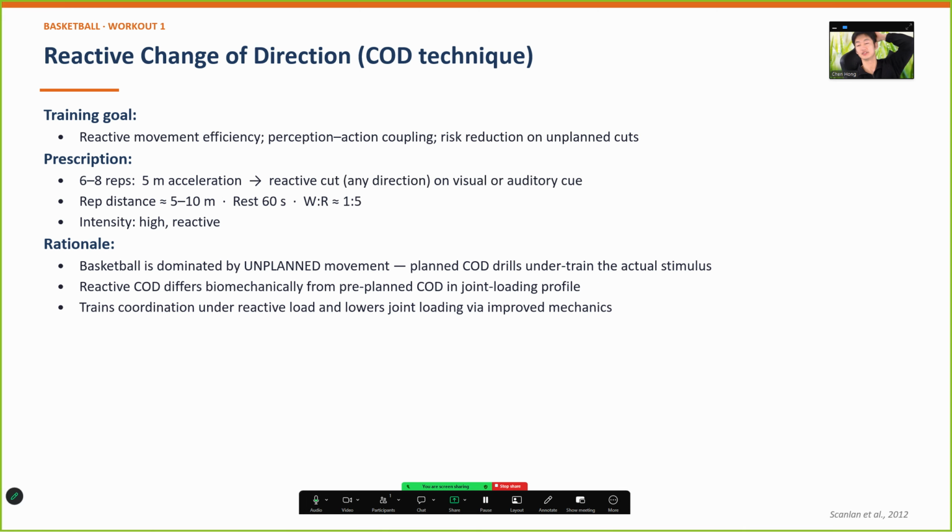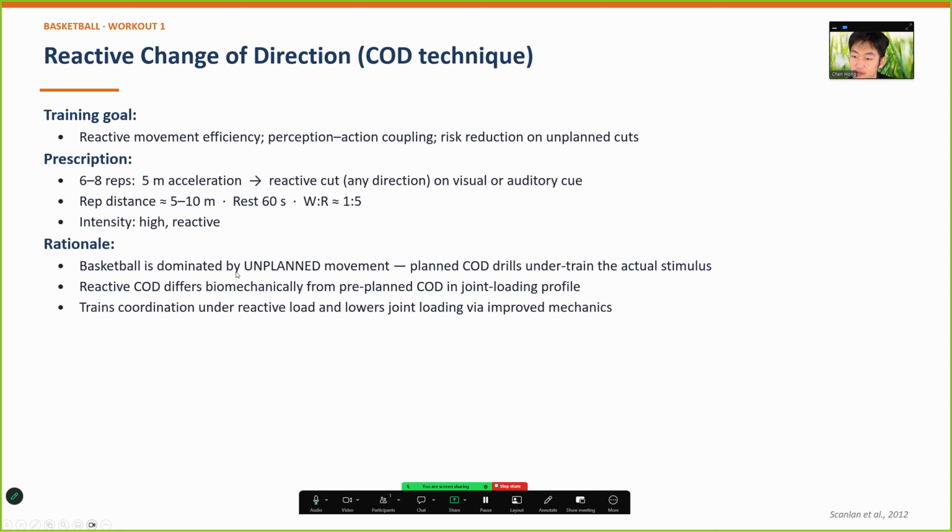The first exercise is the reactive change of direction, COD. It improves reactive movement efficiency, perception-action coupling, and reduces risk on unplanned cuts. The exercise is 6 to 8 reps of 5 meter acceleration and then a reactive cut in any direction on a visual or verbal cue. Rep distance is 5 to 10 meters, rest is 60 seconds, work-rest ratio 1:5 at high intensity.